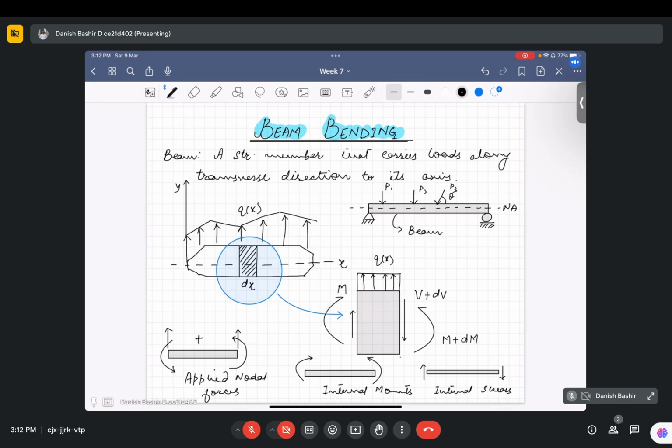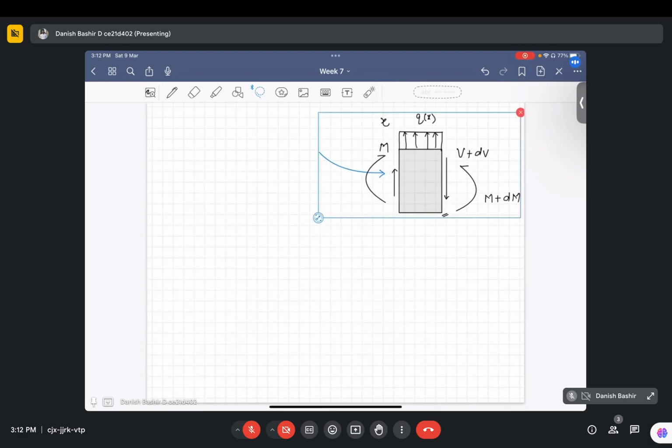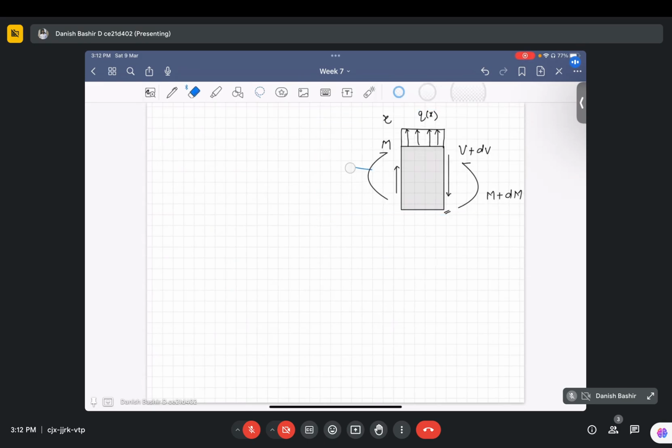So for this element, if we write the equilibrium condition, summation of Fy equal to 0, taking the upward direction as positive. The first upward force is q times dx. Then we have one more shear acting upwards, that is plus V. Then we have minus V plus dV acting downwards, so its sign is minus. It is equal to 0.